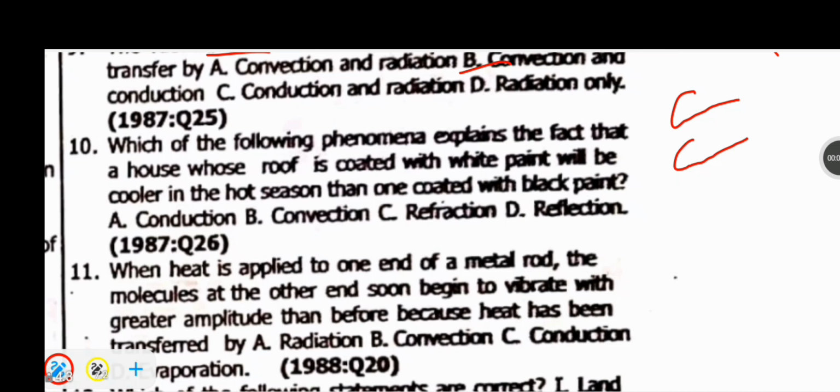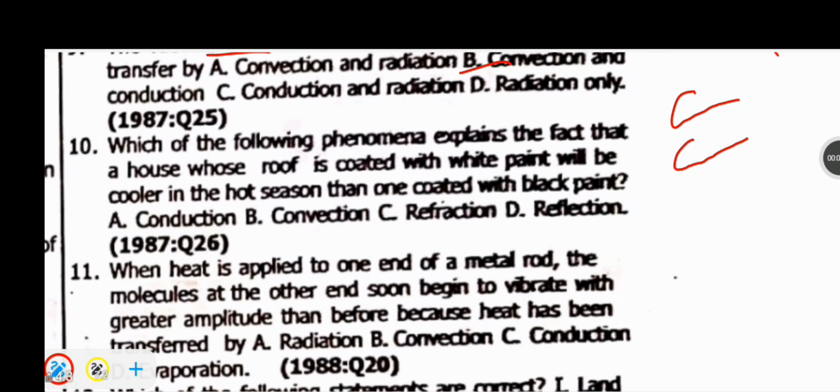Which of the following phenomena explains the fact that a house whose roof is coated with white paint will be cooler in the hot season than one painted with black paint? Don't forget that black is a good absorber of heat. If something is black, it will get hot faster, or it will get cooler faster. So a house painted with black paint on the roof will get hotter faster during the hot season. But if you look at the options, the only way the house will get hot faster is by radiation, but there's no option like that here.